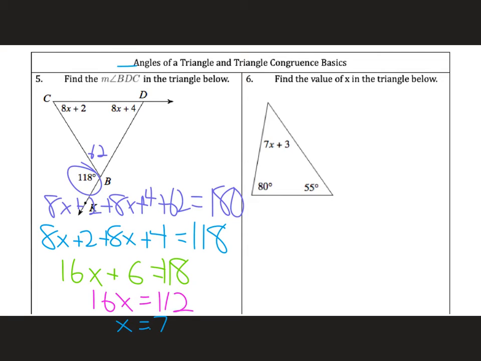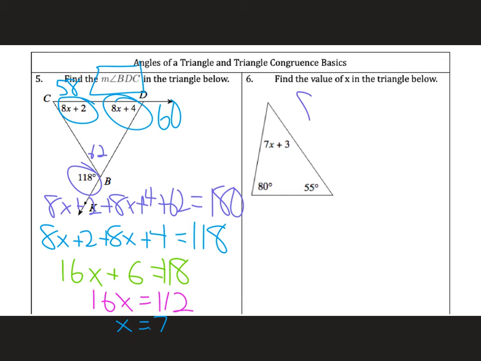But wait, I didn't answer the question. It says find the measure of angle BDC. So BDC is this one. So I need to do 8 times 7, which is 56, plus 4, which is 60. Now I'm a little uncomfortable, so I'm going to check this one. 8 times 7 is 56, plus 2 is 58. So 58, 60, and 62. What is that? Oh, that makes 180, so we did it correctly. Well, I did it correctly. You're just watching me. Hopefully you did it correctly.